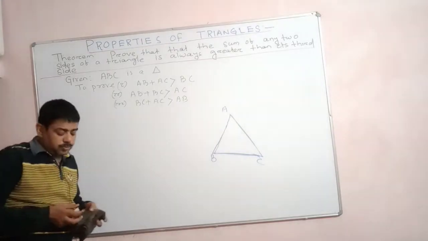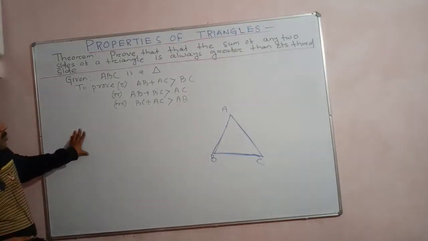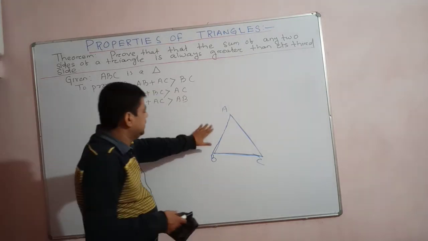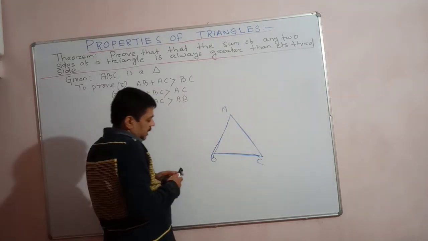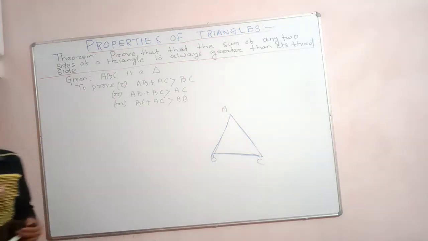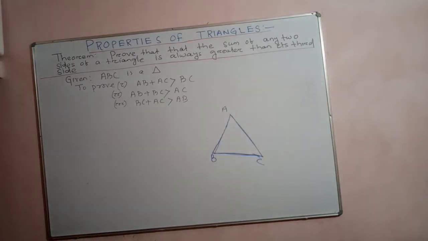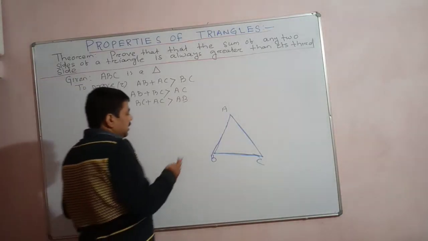So for this, what do we have to prove? First, we have to prove AB plus AC is greater than BC. What will we do for that? One construction is required for that. You see, we have to prove AB.